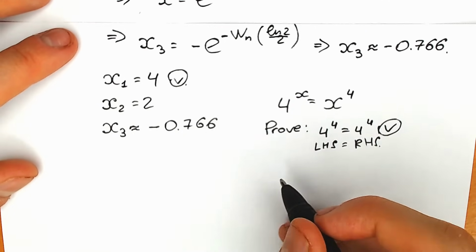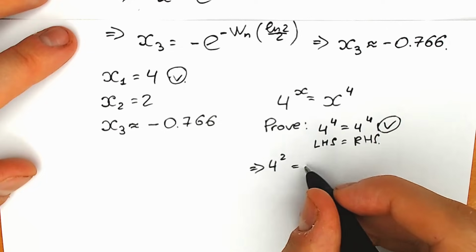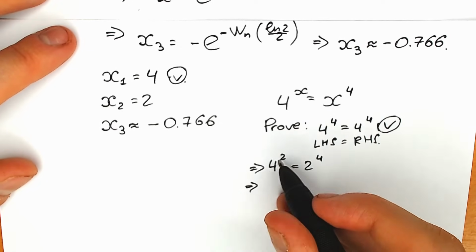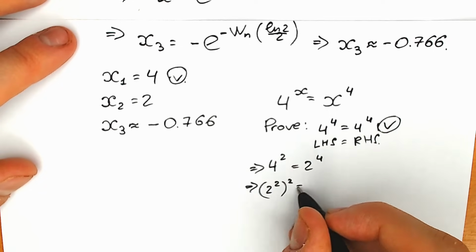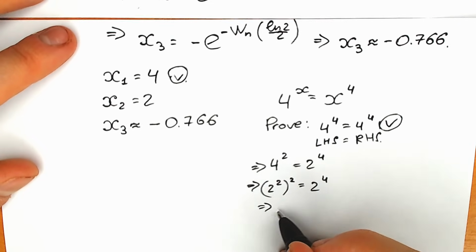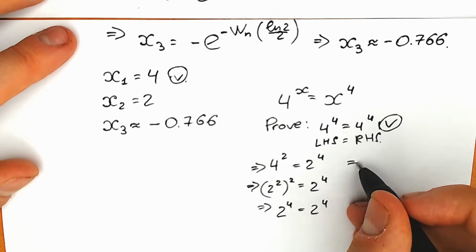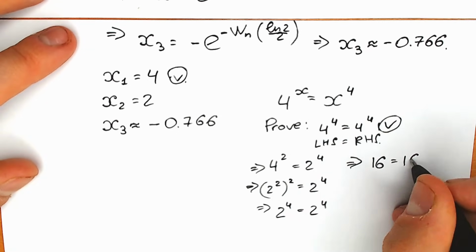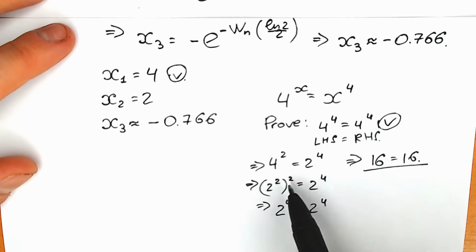We have 4 to the power 2 equal to 2 to the power 4. How can I do this? First of all, instead of 4, let's write 2 squared, to the power 2, equal to 2 to the power 4. When we multiply 2 times 2, we're going to have 2 to the power 4 equal to 2 to the power 4. Or another way to do this, with known values: 4 squared is 16, and 2 to the power 4 is equal to 16.